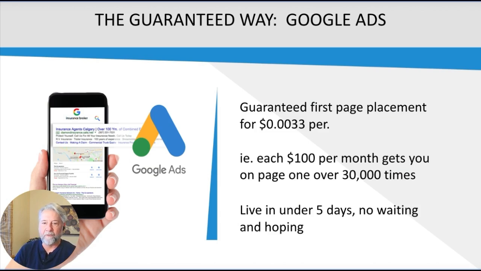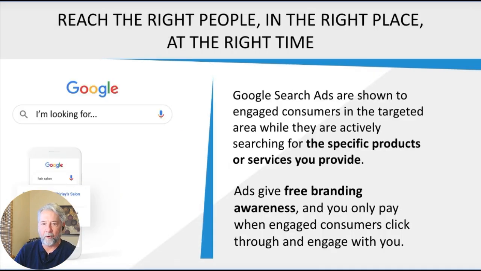For example, $100 a month in a Google Ads search ads campaign would put you on page one of a search result over 30,000 times. And that's about 0.3 of a cent per impression. So getting onto the first page is easy to do for any small business, provided that they're running an effective Google Ads campaign. And they're live right away. They don't take a long time like SEO. So it's under 5 days. There's no waiting and hoping for it to work.